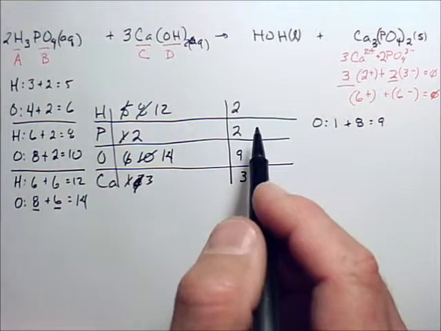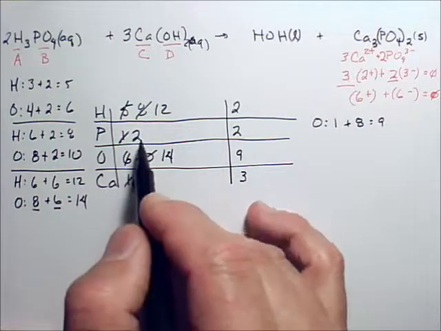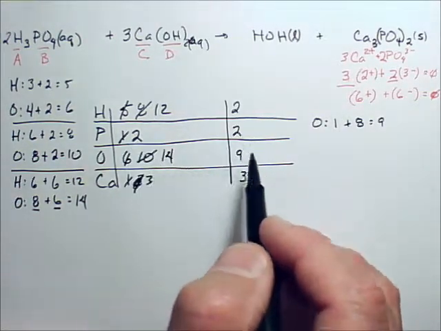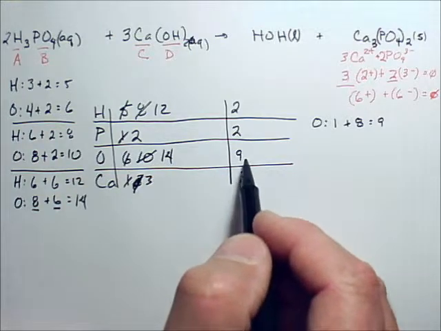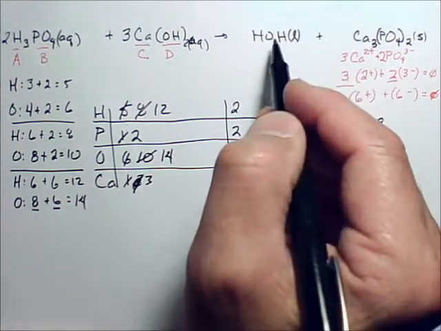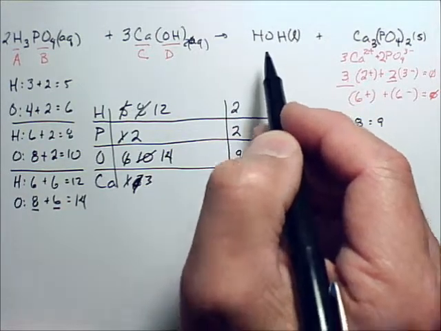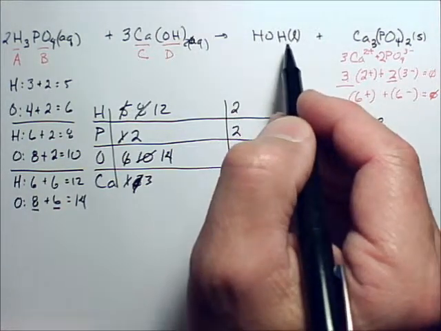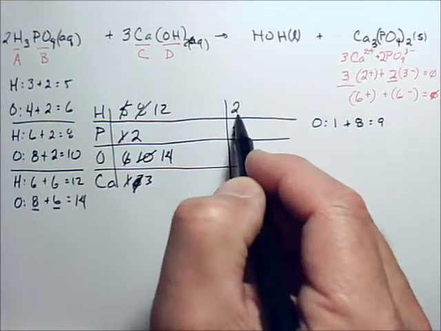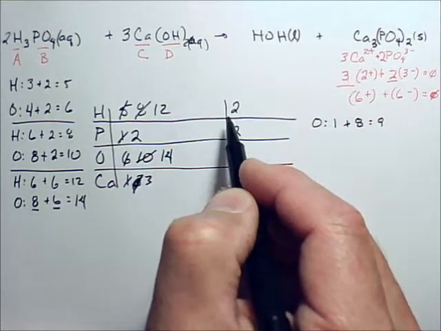Okay, so the phosphoruses and the calciums are balanced. We need to get to oxygen and hydrogen, and we're still saving oxygen for last. So we're going to balance hydrogen first. The only thing on this side of the equation that has hydrogen in it is the water. So I need to multiply the water by 6 to get to 12. Does that make sense?